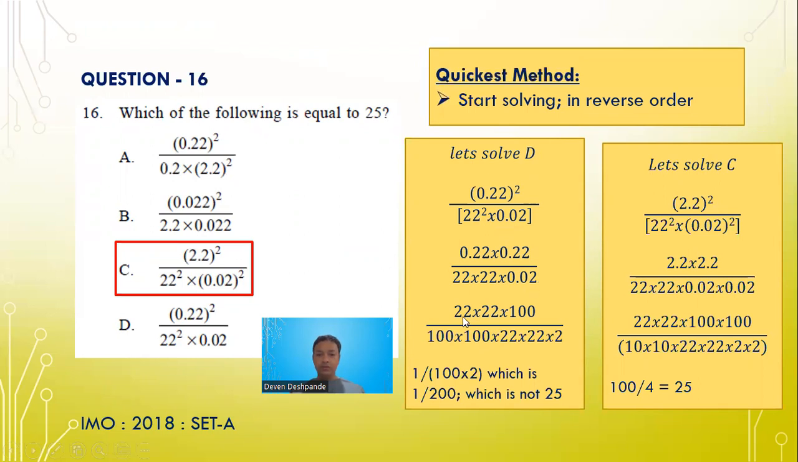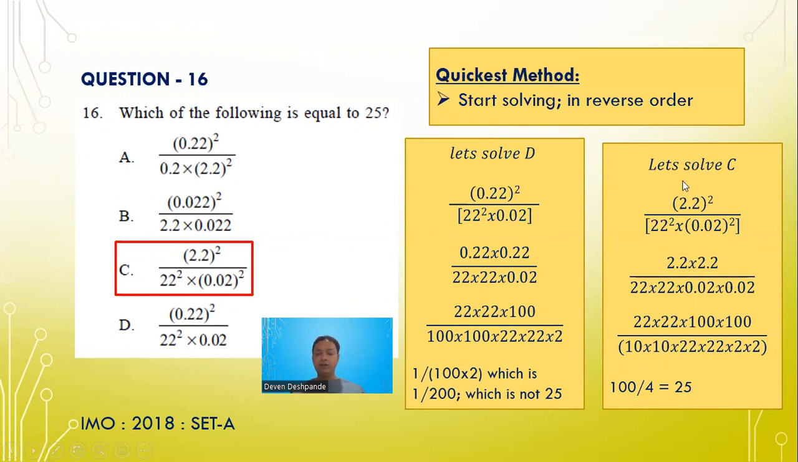0.02. So again, you represent 0.22 as 22 upon 100. So 22 upon 100, 22 upon 100 into what is 0.02? It is 2 upon 100. So 2 upon 100 and 22 into 22. When you start cancelling, 22, 22, 22, 22 cancel. 100 cancels 100. So now what remains is 1 upon 100 into 2, which is 1 upon 200, which is not 25. So D is not the option.